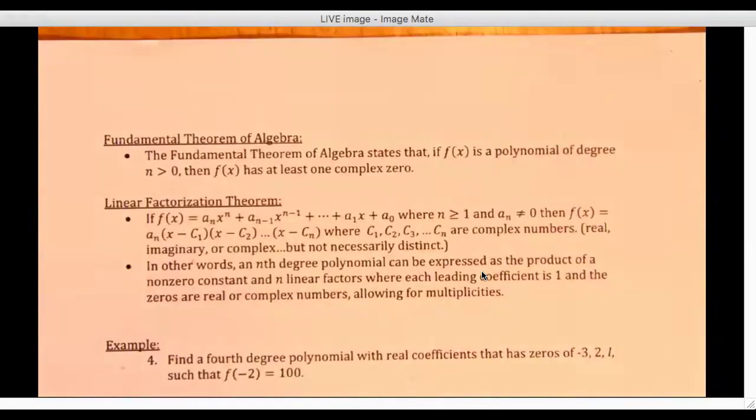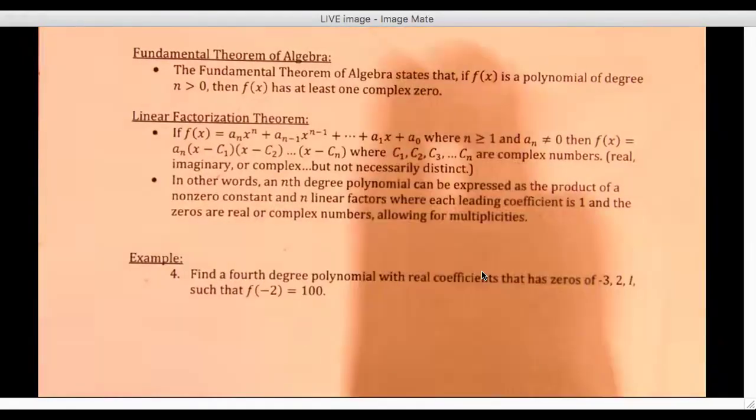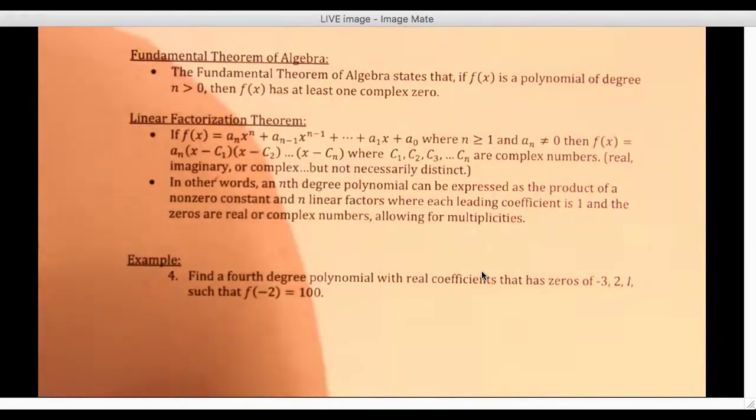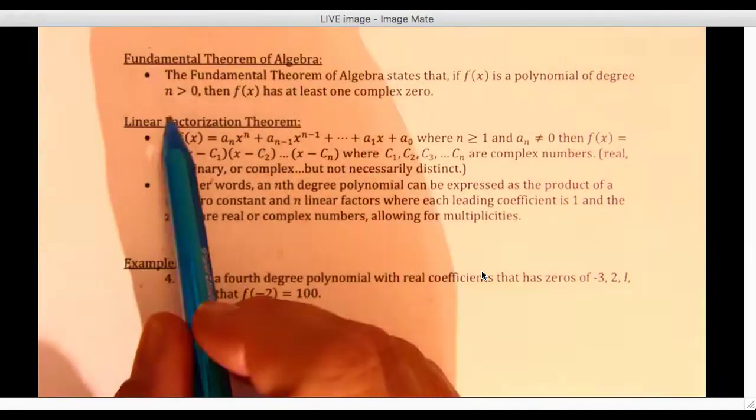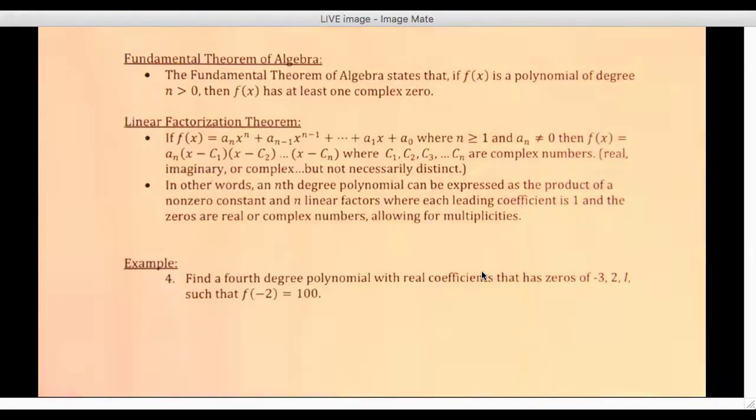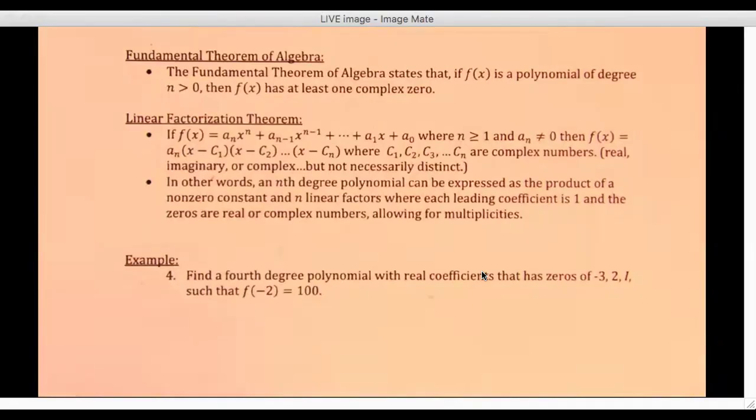A couple last notes on this section. The fundamental theorem of algebra says that every polynomial of degree n greater than 0, so as long as it's not constant, has at least one complex root. So it can be an imaginary root. It doesn't have to actually have anything that touches the x-axis. But it is ensured that we will have at least one root, whether it's imaginary or real.